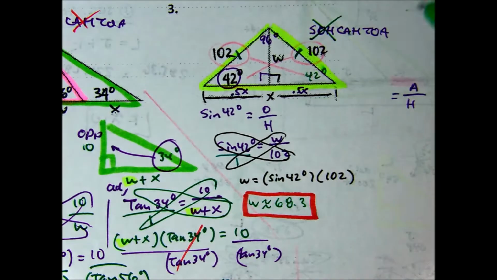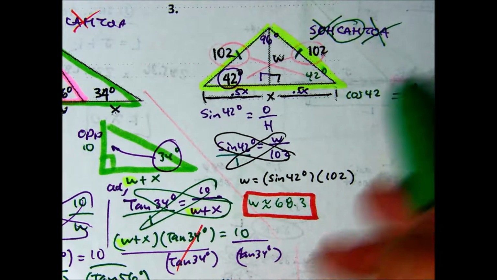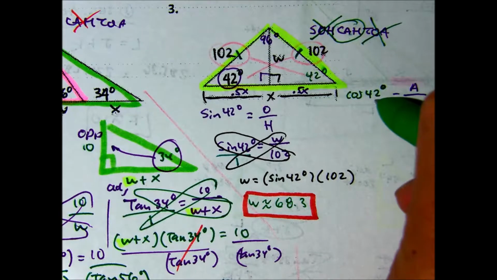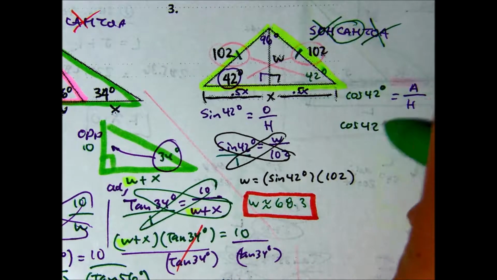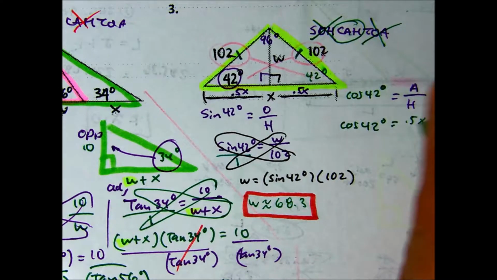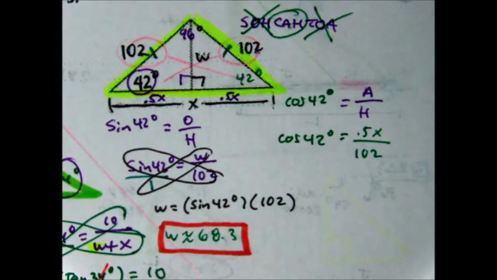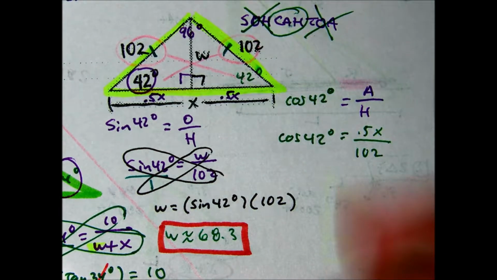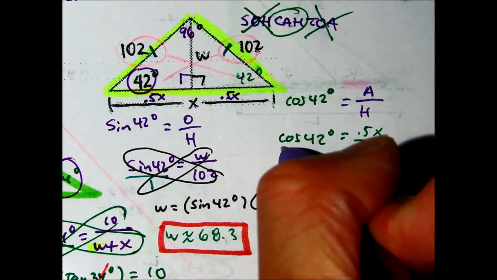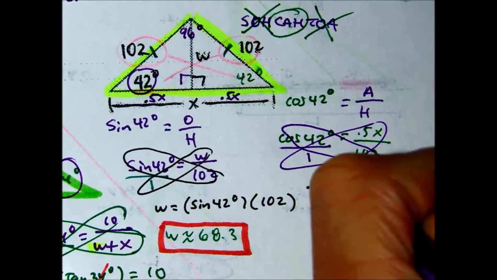Now, you always write a trig ratio with an angle. So I have cosine of 42 degrees. Our adjacent side is 0.5x, and the hypotenuse is 102. Class, how do I solve for x? Cross multiply. So I have 0.5x equals cosine of 42 degrees times 102.